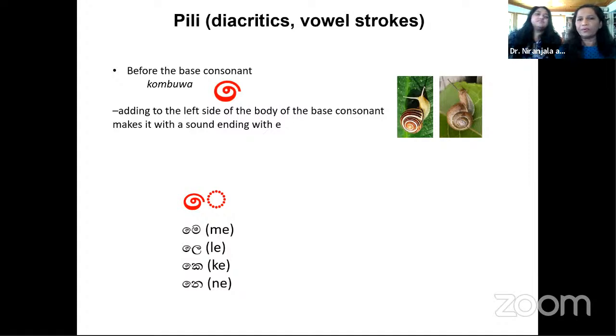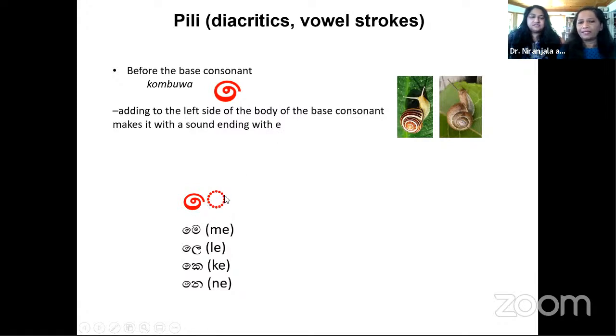So it goes for before, after, top and bottom, all four positions. So kombu, he's like the snail, the shell looks like a kombu, right? Think of kombu as a snail or shell. So what sound does it make? That makes a sound ending with E. So that's A, right?